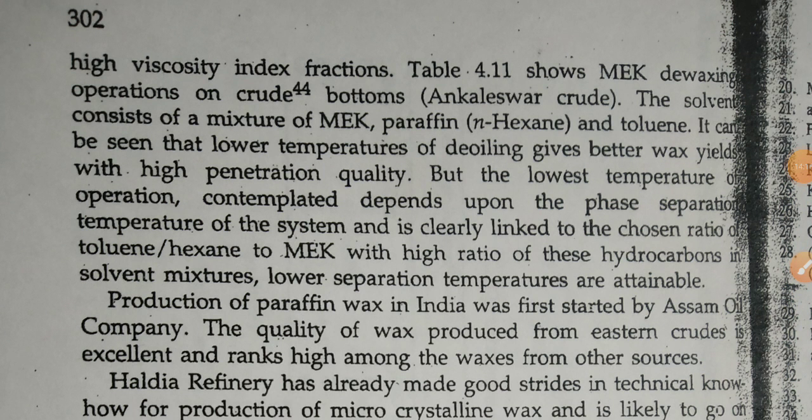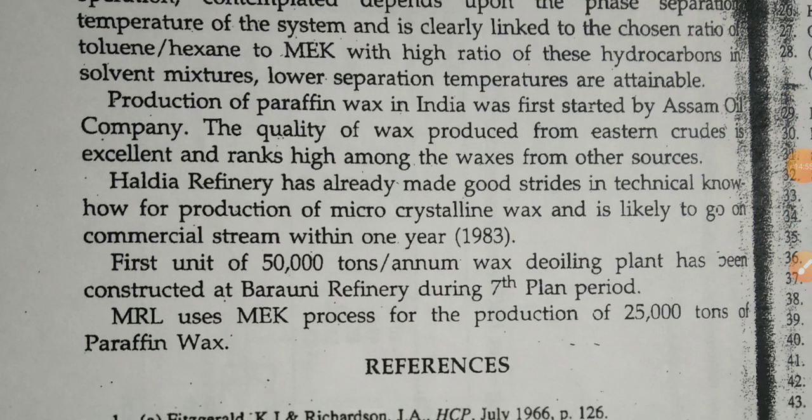Okay, the temperature of the system is clearly linked to the chosen ratio of toluene and hexane to methyl ethyl ketone. With a high ratio of these hydrocarbons in the solvent mixture, lower separation temperatures are attainable. The production of paraffin wax in India was first started in Assam. The quality of wax produced from Eastern crude is excellent, and ranks high among the waxes from other sources.